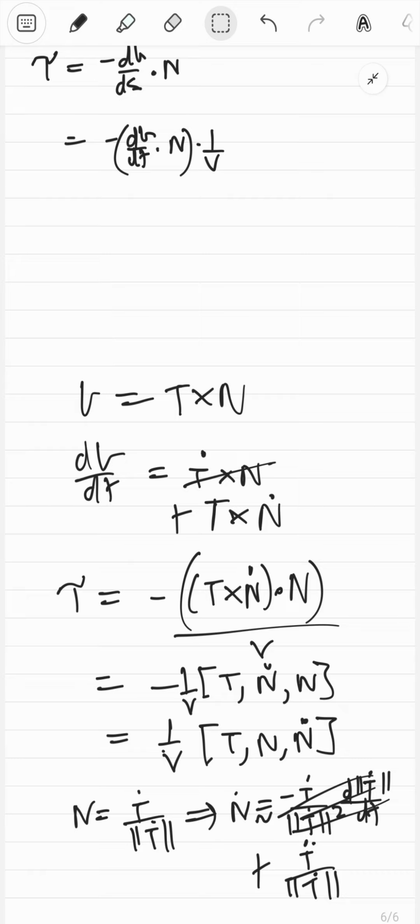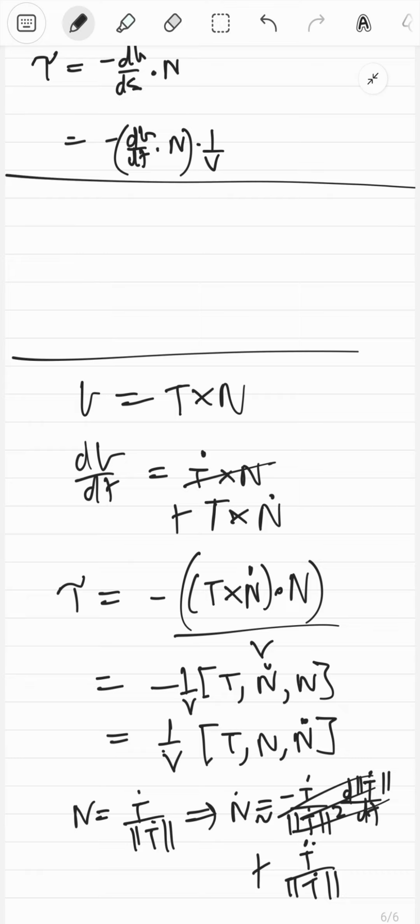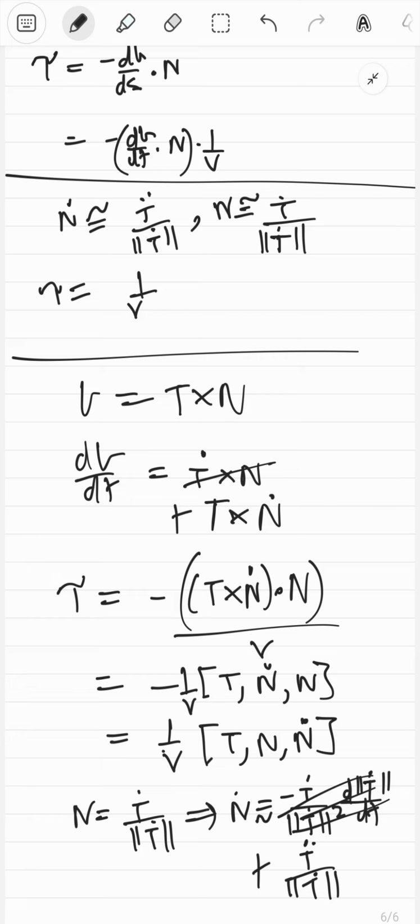So rewriting all of this, what we can say is n dot is equivalent to t double dot upon the magnitude of t dot, n is equivalent to t dot upon the magnitude of t dot, and well, t is just t. So this turns out to be 1 upon v, the magnitude of t dot squared, and then this triple product t, t dot, t double dot.